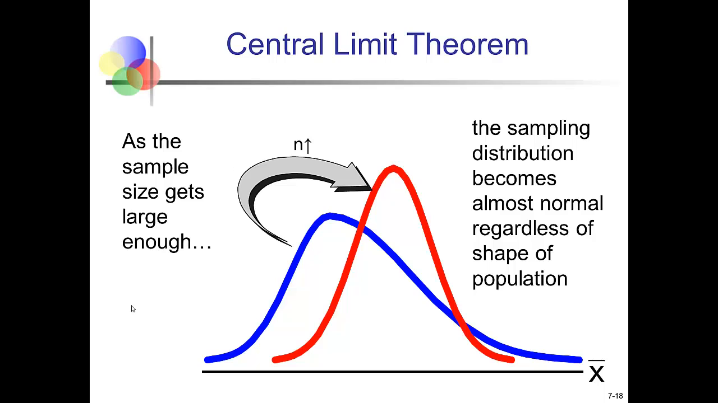So we've got a population that's fairly skewed. If the sample size is very small, then we get a somewhat skewed distribution of all of those sample means. The central limit theorem says that as n gets bigger, our sample means will become more and more like a normal distribution, no matter how messy the population distribution is.